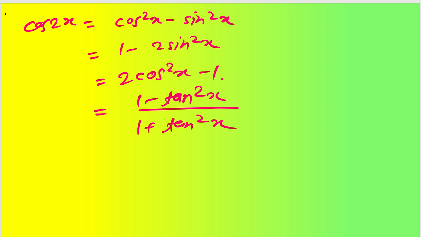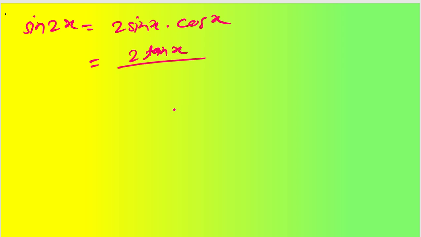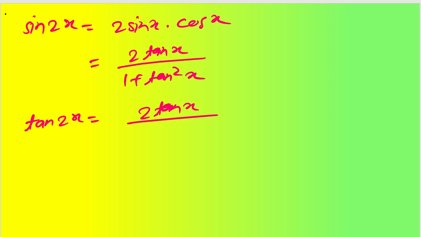Similar to that, we will have sin 2x. So let us say sin 2x is going to be equal to 2 sin x into cos x, and it can also be written in tan form, which will be 2 times tan x divided by 1 plus tan square x. Okay, so this is very important that we have seen. Now let us talk about tan 2x. The tan 2x is equal to 2 tan x divided by 1 minus tan square x.